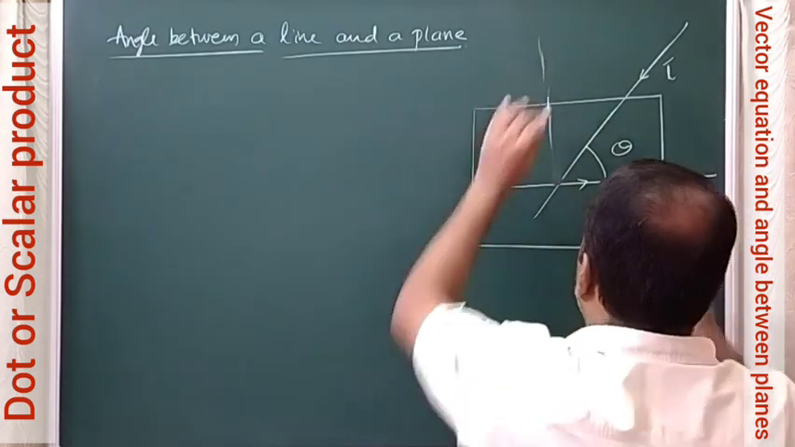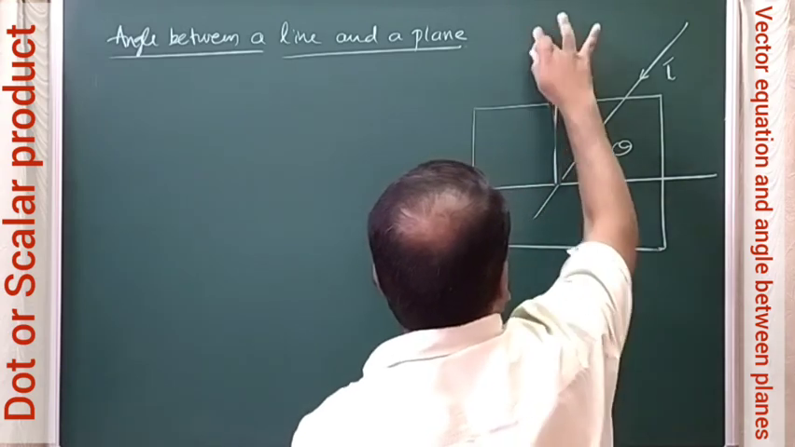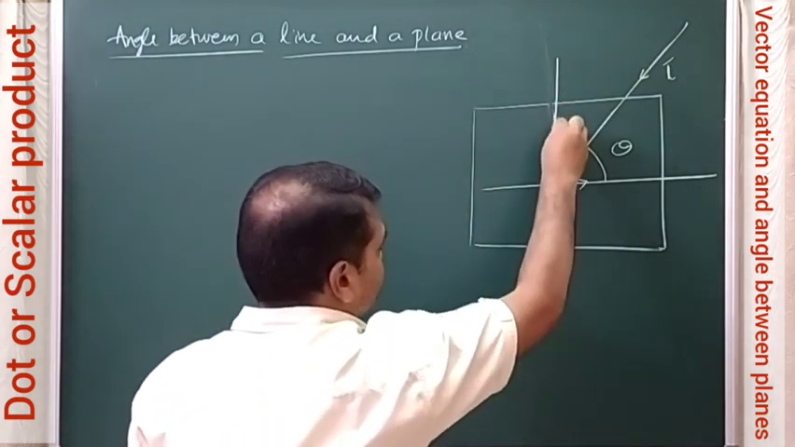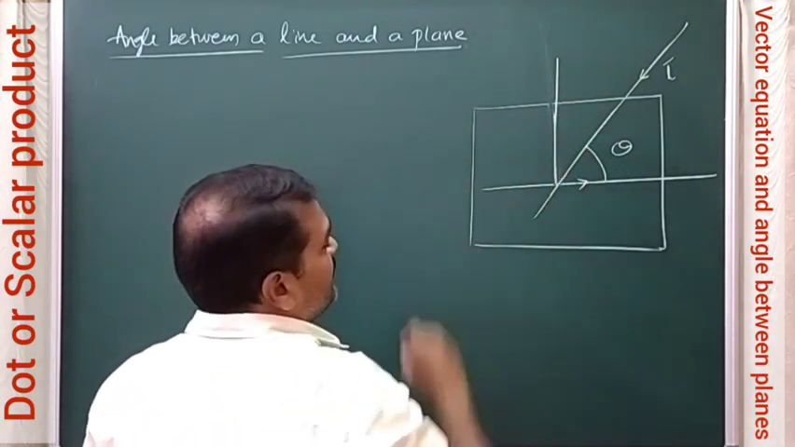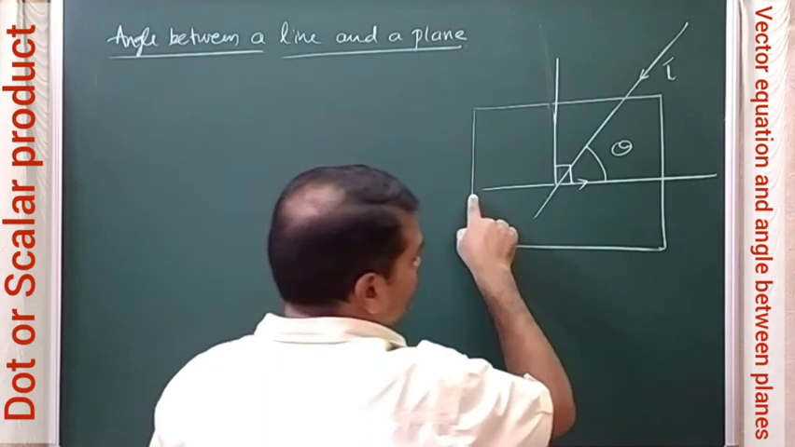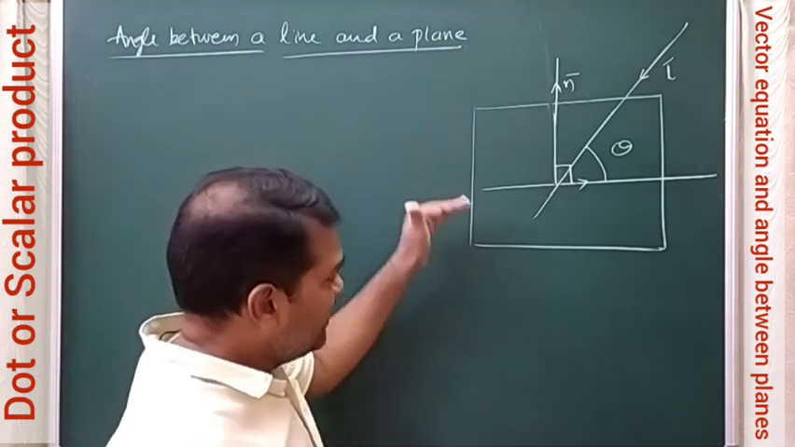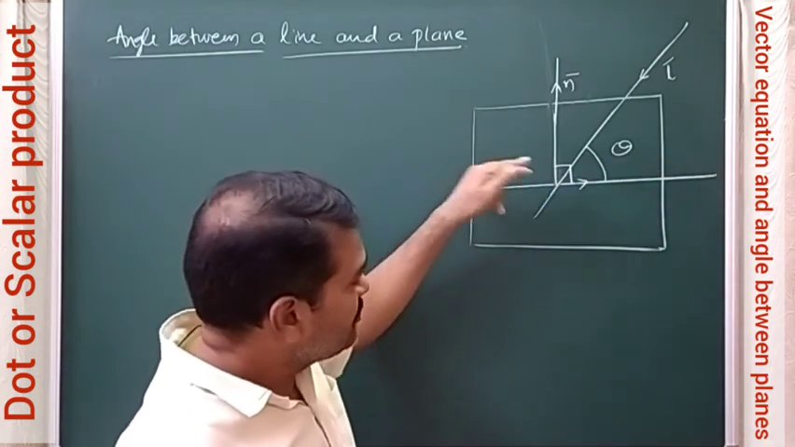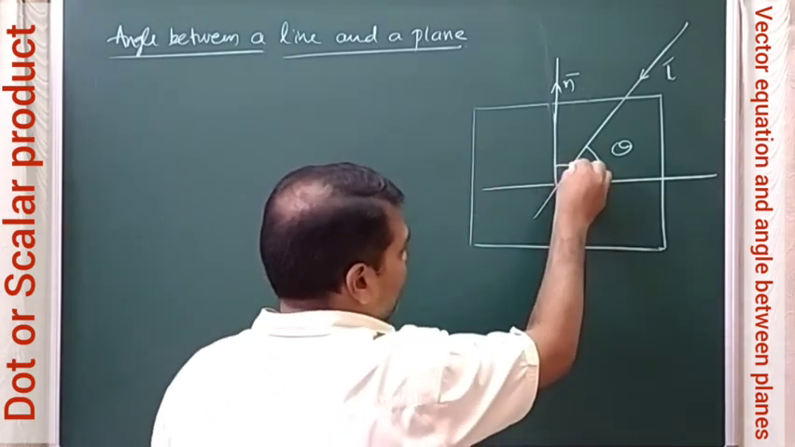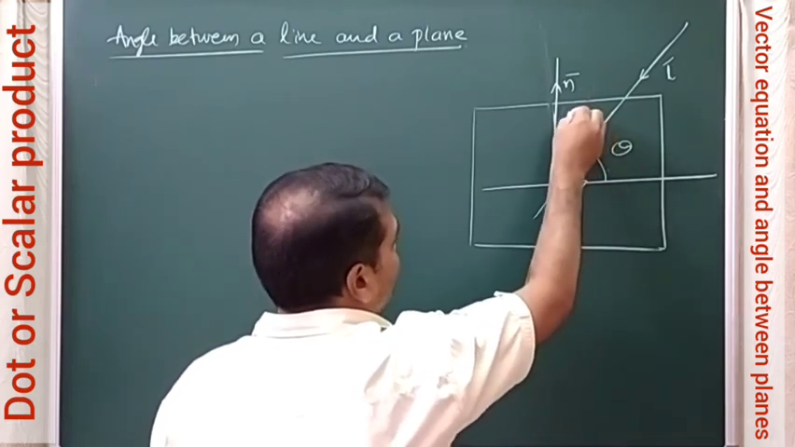Okay, so if I consider a normal to the plane, normal will be perpendicular to any vector which is parallel to the plane. So this is taken as a vector parallel to the plane, no? So this must be perpendicular to the normal of the plane. So therefore this angle is 90. This is theta. So what is the remaining angle? 90 minus theta.